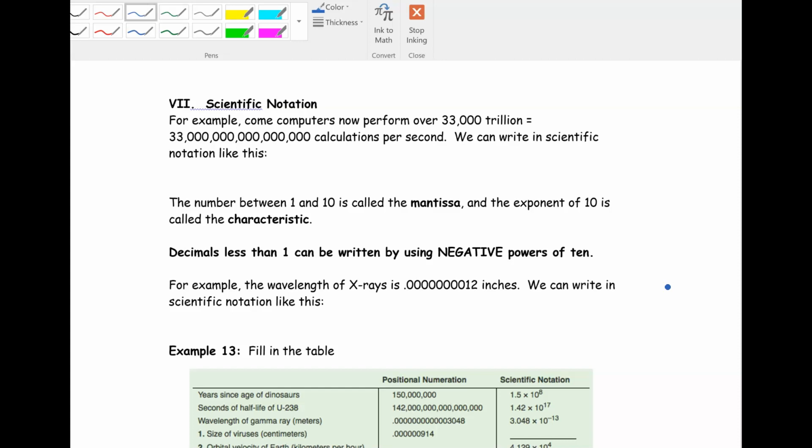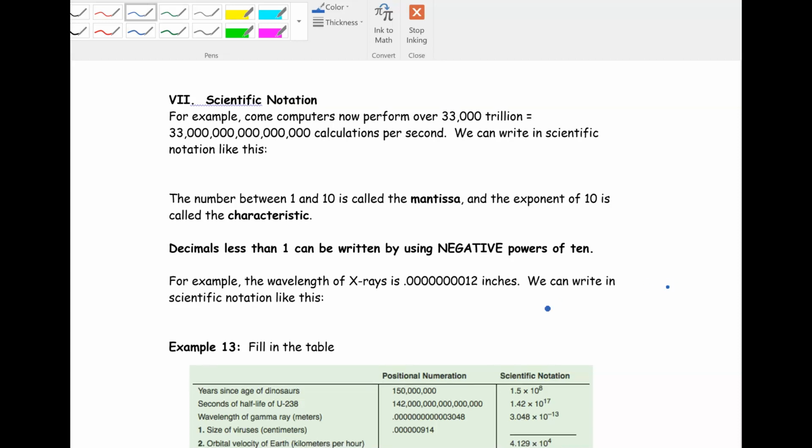I'm assuming that hopefully all of you have experienced scientific notation at some point. Scientific notation is a way for us to write really big and really small numbers. For example, we could write a number like this one right here as 3.3 times 10 to the 16th power.